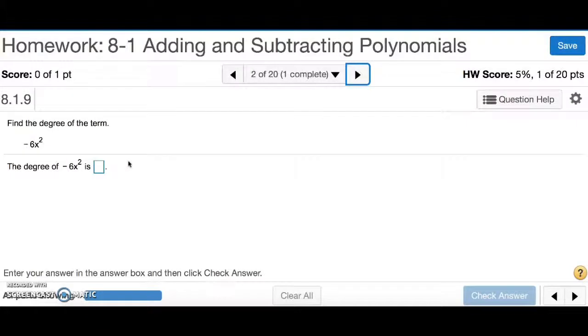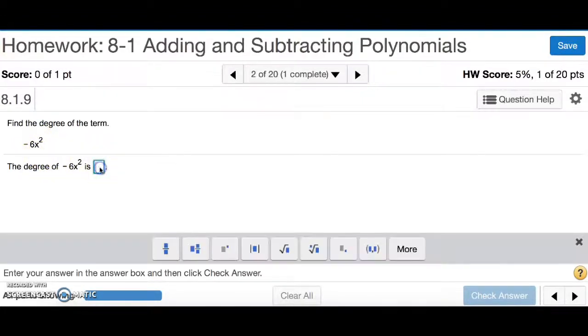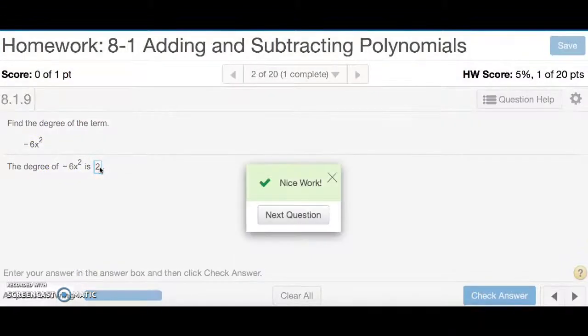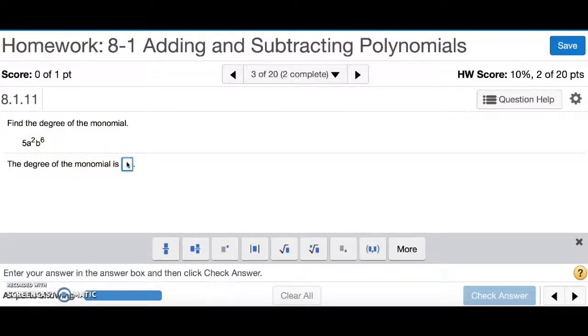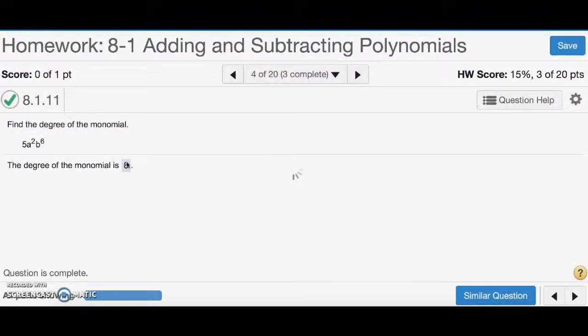That's number 1. Number 2, it says find the degree of this term. The degree, since there's only one variable, is just going to be the exponent, which is 2. So the degree is 2 for number 2. Number 3, again, find the degree of the monomial. We add up the exponents and we'll get 8. So number 3 is 8.